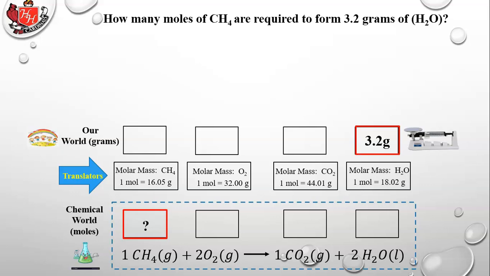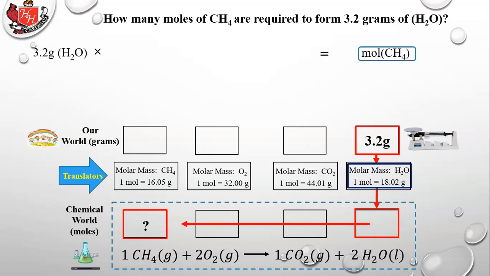So what we're going to then do is we're going to go down, use the molar mass of water to convert grams of H2O into moles of H2O, and that will put us in this box right here on the bottom right. Now you can move sideways. You can only move sideways inside the chemical equation. So now we're going to move across, and we're going to go from moles of H2O to moles of CH4, and that will be our final answer.